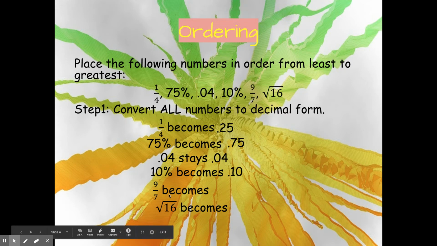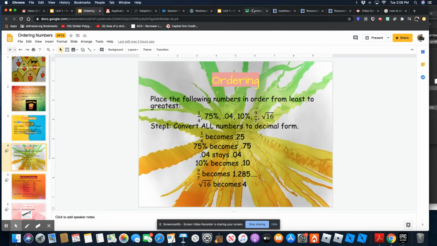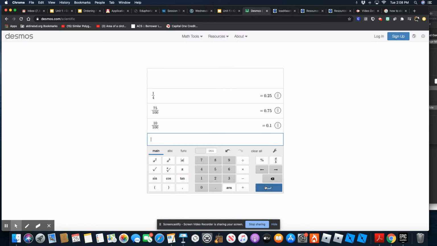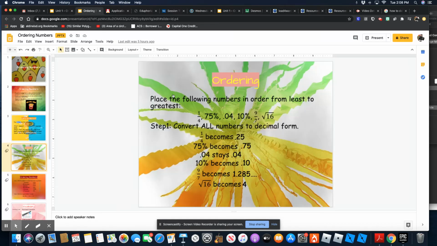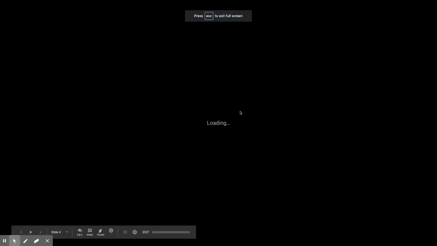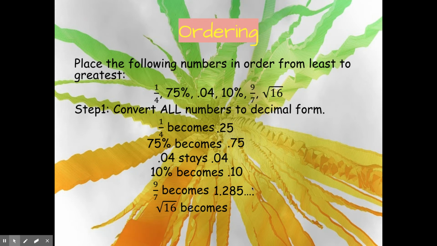Our second to last number, this 9/7. Remember, here's a fraction, so all that is a division problem. If I go to my calculator and do 9 divided by 7, I get this long decimal. I don't need to write this whole thing. I'm only going to go maybe 3 numbers after my decimal. All right, so 1.285. And I put those dots there because that means it just keeps going.